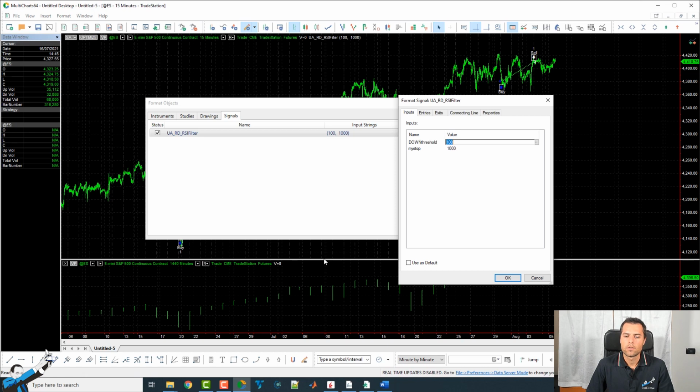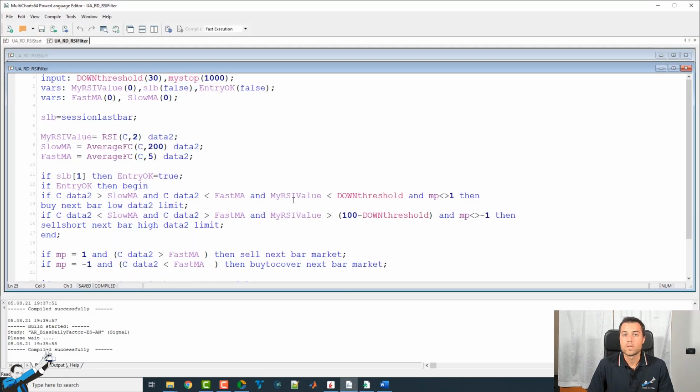Why 100 for the down threshold? We said that we will only trade if my RSI value is less than the down threshold, but we know very well that the RSI can only range from 0 to 100, and this means that the RSI value will always be less than 100. So with this kind of input, it is like not having the filter at all. So we will start without any filter on the RSI value.